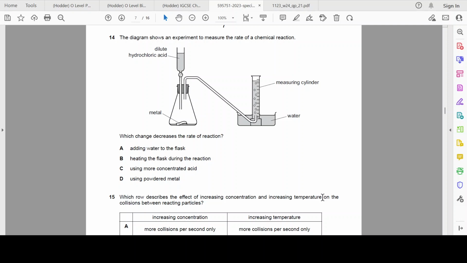A. Why? D. Because the water will slow the rate of reaction down. Yeah, but why would it do that?